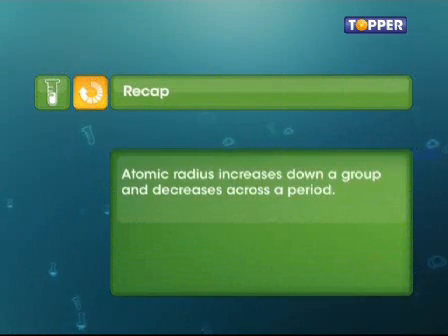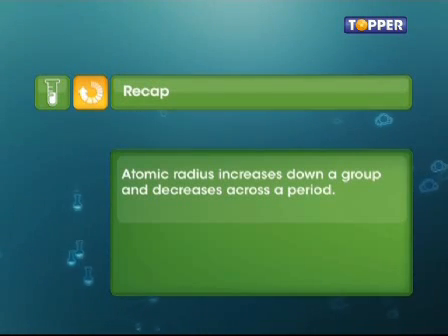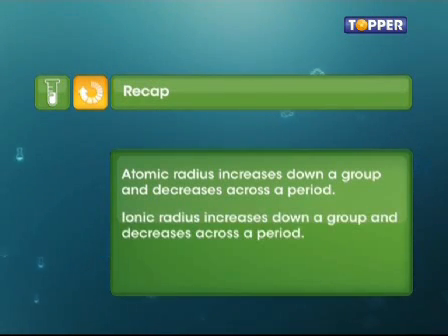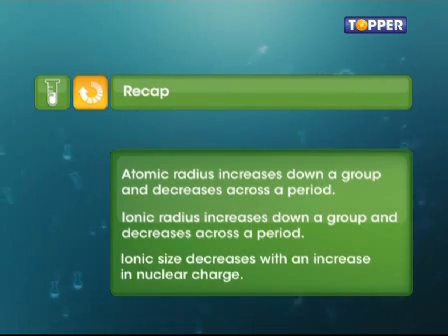Welcome back. As promised, we will be telling you how to prepare this topic from the exam point of view. But first, let's do a quick revision of concepts from today's show. Atomic radius increases down a group and decreases across a period. Ionic radius increases down a group and decreases across a period. Ionic size decreases with an increase in nuclear charge.